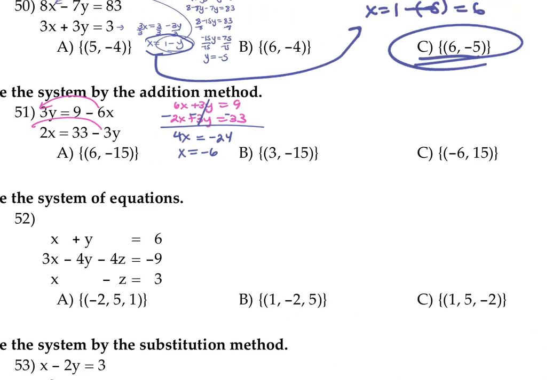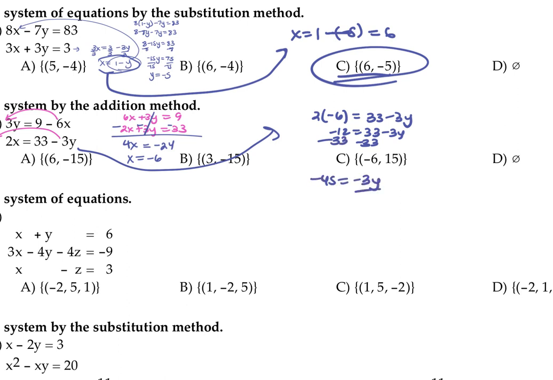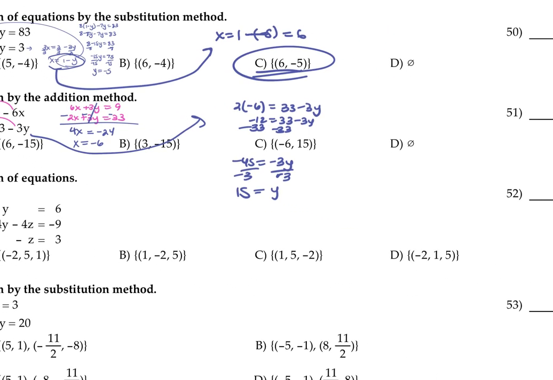And then I want to plug that back in. I can plug it back in anywhere. So let's say I go to the bottom, 2 times negative 6 equals 33 minus 3y, negative 12, subtract the 33, negative 3y equals negative 45, and y equals, so negative 3, 15. So negative 6, 15 is C.